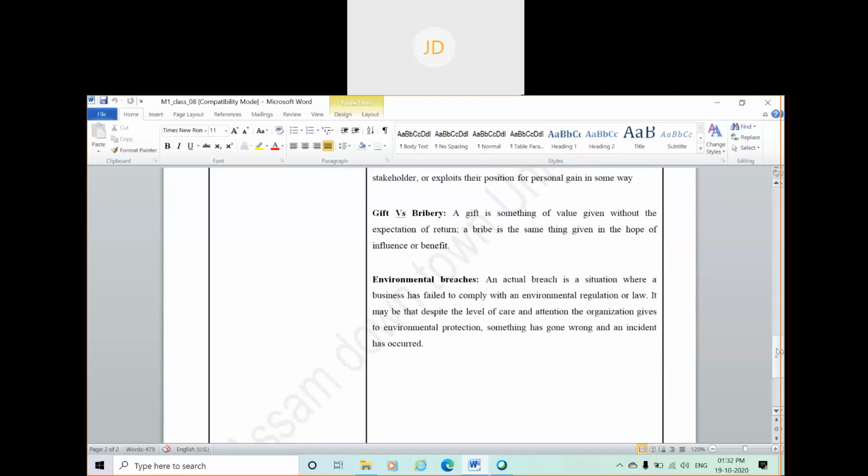An actual breach is a situation where a business has failed to comply with an environmental regulation or law. It may be that despite the level of care and attention the organization gives to environmental protection, something has gone wrong or an incident has occurred. That means whatever you do during your professional life, always ensure whether your work is harmful for the environment or not. You should not do anything which may harm the environment or violate environmental law, via your work or even in your publishing or press release. Always remember that environmental issues come first.